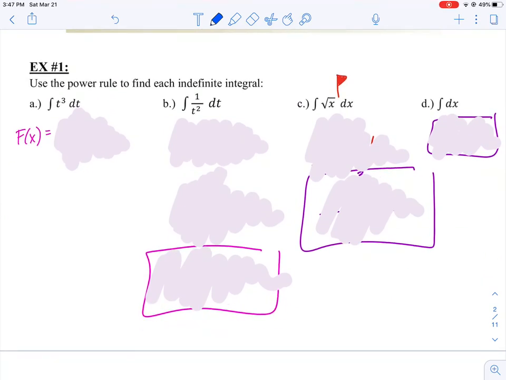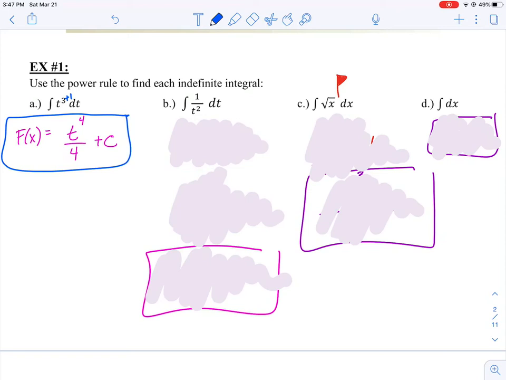Looking at example number 1, it asks us to use the power rule to find each indefinite integral. Find me the antiderivative of t cubed. What original function has a derivative of t cubed? Integrate it for me. Well, let's use our new power rule, our reverse power rule, to add 1 to our exponent. So now our new exponent is what? 4. And then let's divide by that new exponent. And so I end up getting t to the fourth over 4. But remember, make sure you add that constant of integration, that plus c.